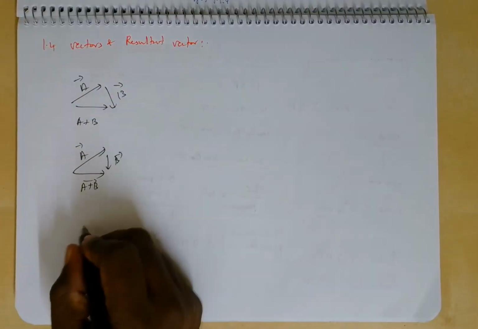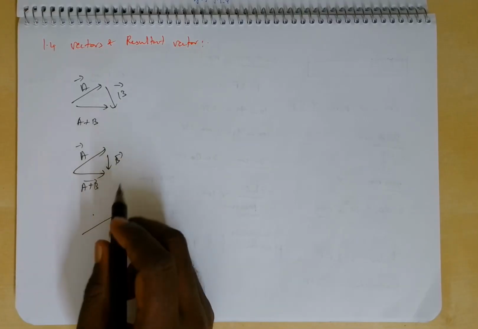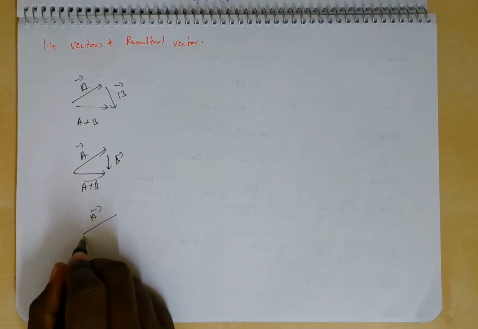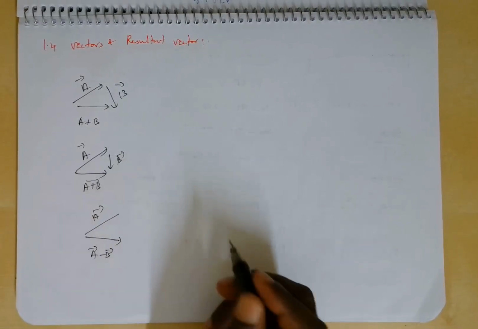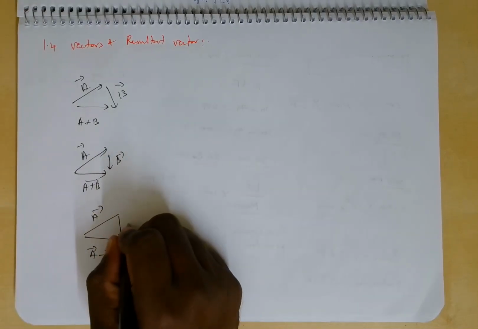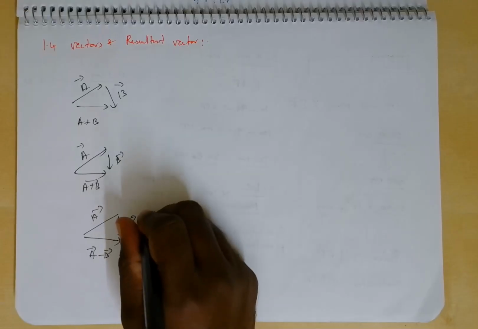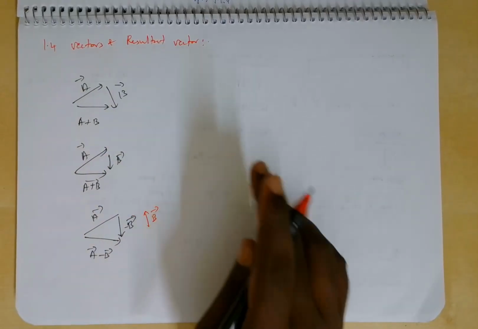And for example, let's say this is A. If this is A minus B, what is B? So this is minus B. So B should be this. Okay. So this is how we should do.